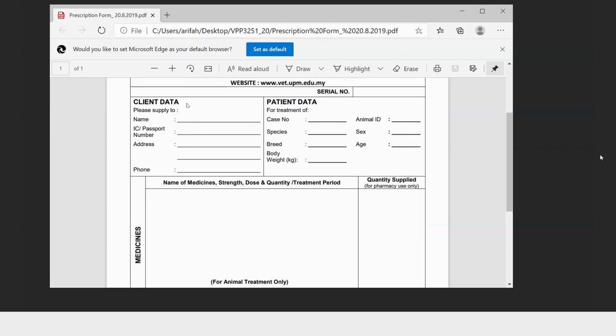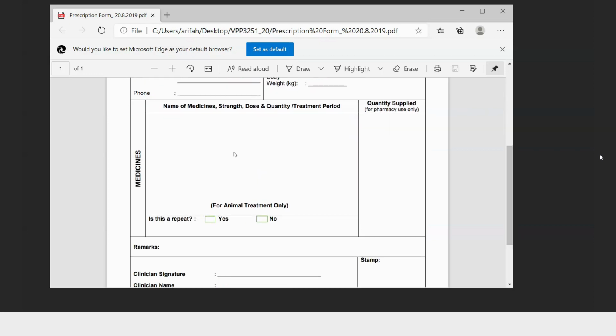The client data, so supply to who, the IC number, and so on. And then the patient data also needs to be filled in. Here you write the name of medicine, the strength, the dose, quantity, and treatment. This part is just for pharmacy use, whether they dispense the amount that is written on the prescription, they will write here.